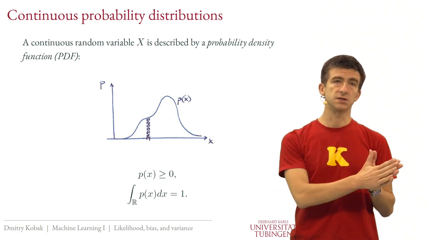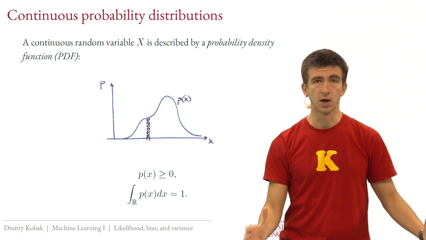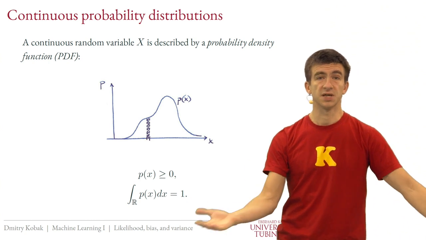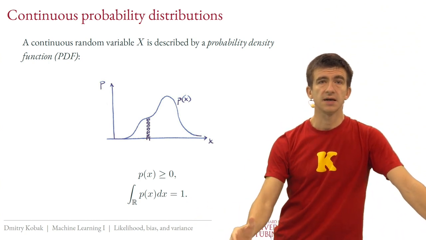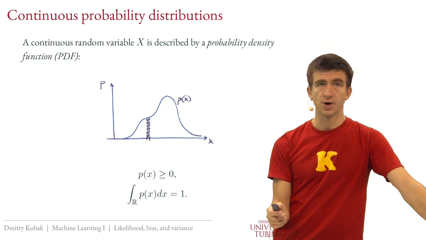Which means, of course, that this entire function has to integrate to 1, because you will obtain some value with probability 1. And again, it cannot be negative anywhere.